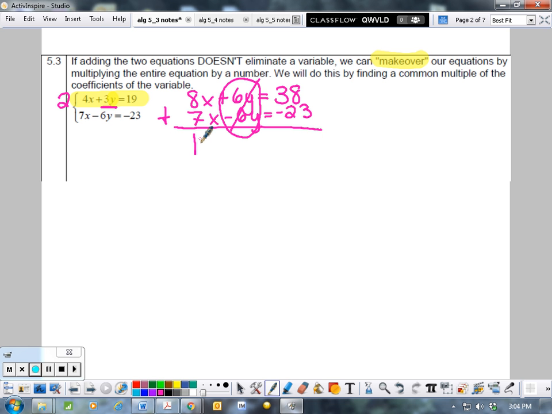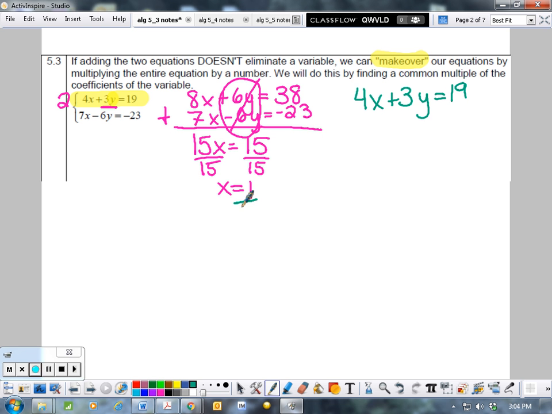8x plus 7x is 15x. A 38 minus 23 is 15. I divide by 15 on both sides. And x is equal to 1. And now I can use this to plug back into either one of my equations, and it doesn't matter, again, which one. I can use top, I can use bottom. I'm going to go ahead and use the top one. So we now have 4x plus 3y equals 19.